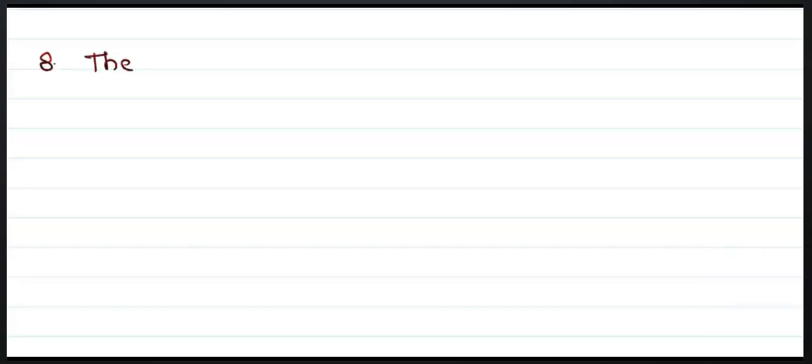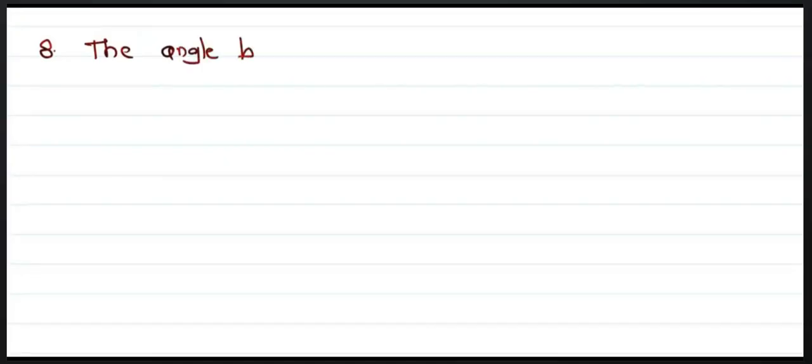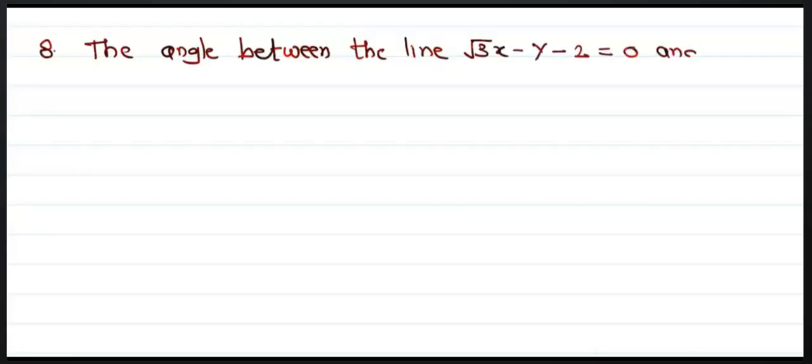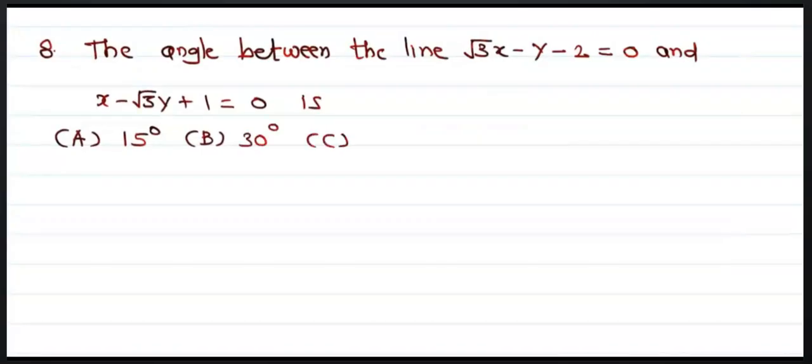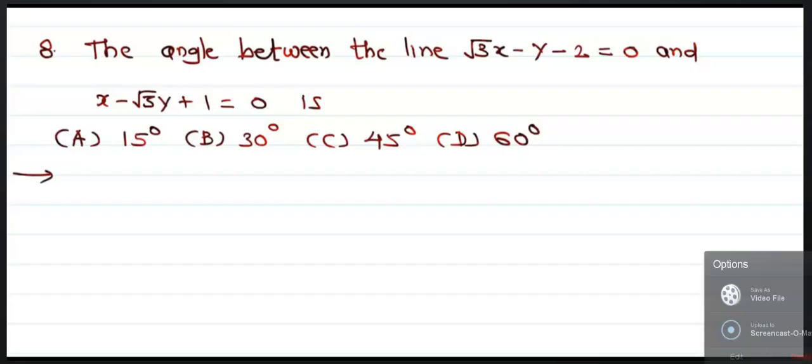Now next is number 8. The angle between the lines root 3x minus y minus 2 is equal to 0 and x minus root 3y plus 1 is equal to 0 is: 15 degree, 30 degree, 45 degree and 60 degree. Angle between these two lines is, which one is possible?